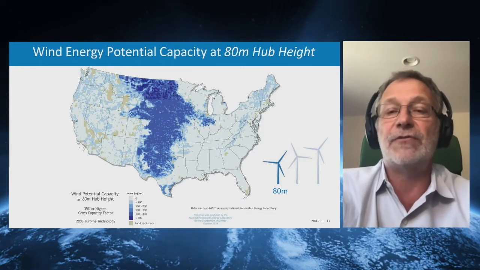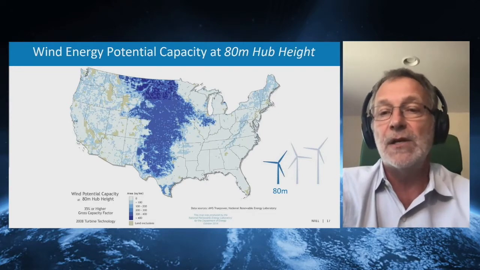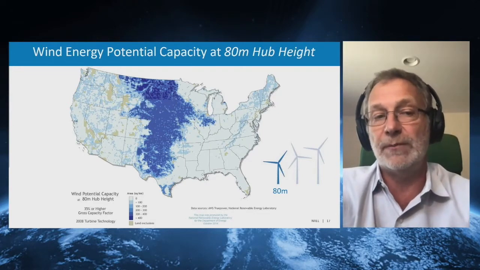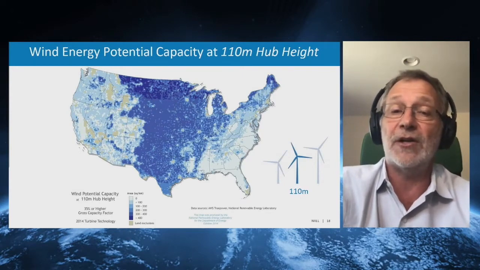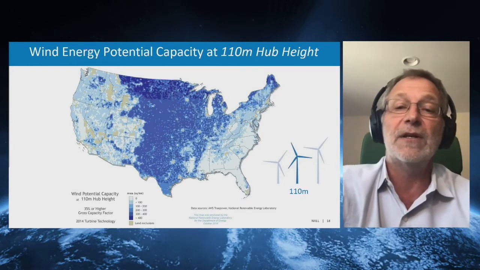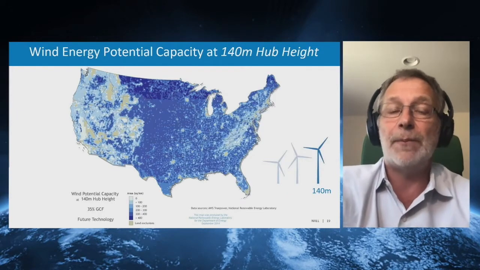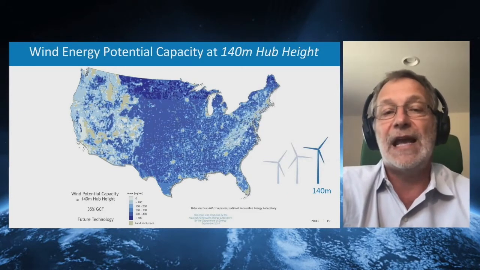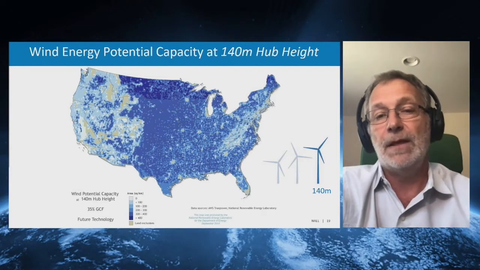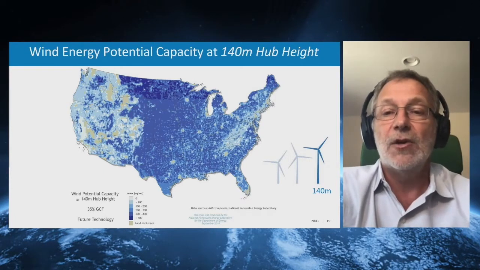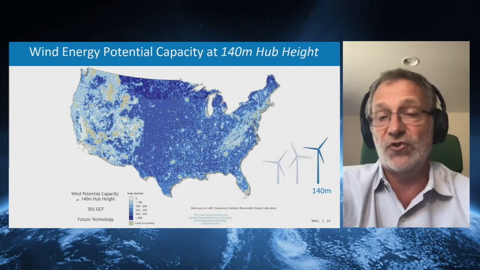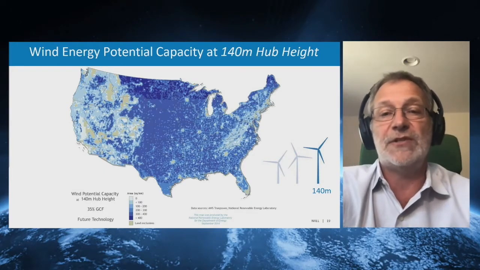So what happens if you go to higher hub heights? Meaning, what would happen if you make taller wind machines? This shows you if you go to 110 meters, and you can see how the blue is spreading out. If you go to 140-meter hub height, you would have wind in every state in the United States. So the question is, why are we not building taller machines? We're already building taller machines offshore, so why are we not building taller machines on land?